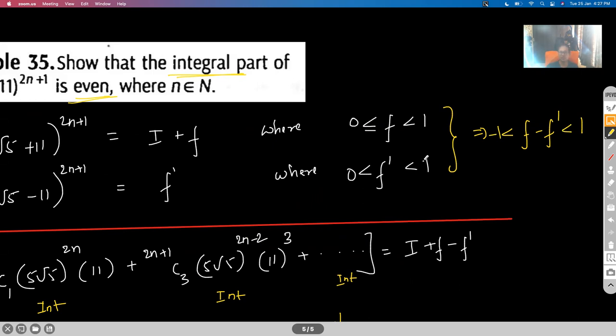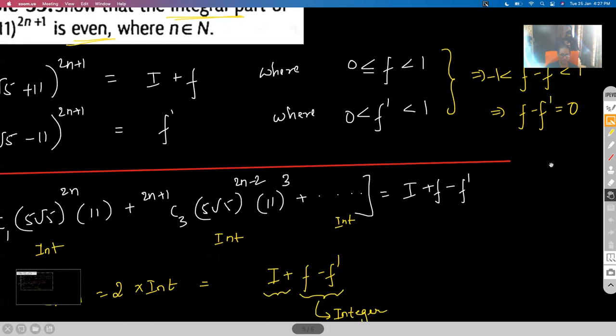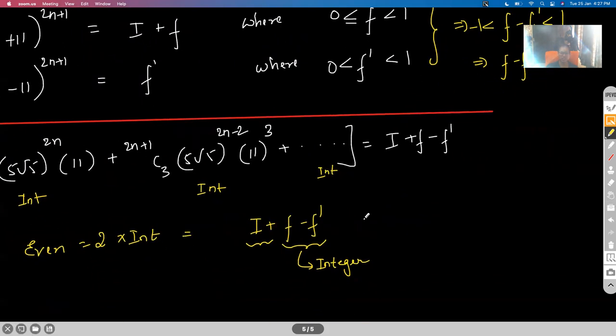Why minus 1? Because let's say you have a value which is slightly less than 1 for F dash and slightly greater than or equal to 0 for this guy. Then the difference will be minus 1. And the max difference will be when this guy becomes very close to 1 and this guy becomes very close to 0. So the difference will be between minus 1 to 1. In light of this, can I say F minus F dash can only be 0? Because the integer which is between minus 1 to 1 can only be 0. So I plus 0 is equal to an even integer. That means I is even.